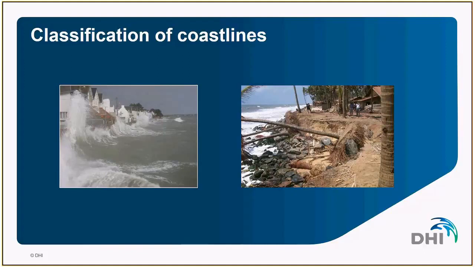Another way of classifying is more of an engineering classification of the coastlines, which is based on the morphological response of the coast when we intervene on it. In the end, the classification of the coastlines helps us understand the main physical conditions that we're facing, and also defines which kind of shoreline management measures will potentially be applied to protect against erosion.